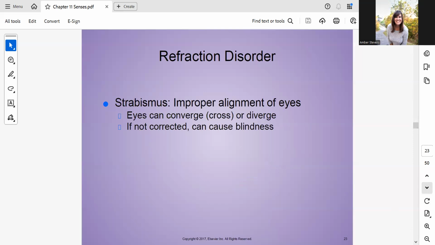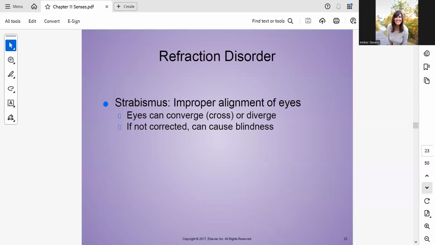All right, so this refraction disorder is strabismus. So this would be like a young child who might have one eye that turns inward or cross-eyed or outward while looking, the other eye looks straight ahead. So this misalignment may become more noticeable when they are tired or focusing on objects. So when they have a convergence or cross-eyed, the child's right eye turns inward while reading or looking at a toy, while the left eye remains focused straight ahead.